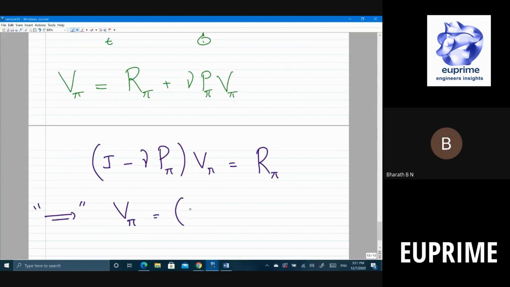This is what? Identity minus nu p pi, inverse, r pi. This is the solution provided the inverse exists, right? Is that okay? Now what happens? Suppose this is true. If I know p pi and r pi, I have to keep on choosing different pi's and see what will be v pi. So pick the one that gives me maximum, right? That's what we have. Okay, is that fine?